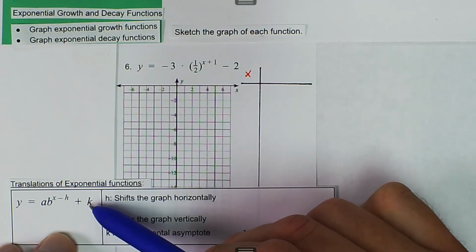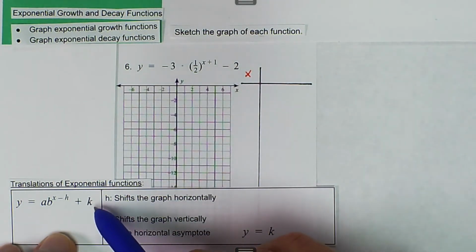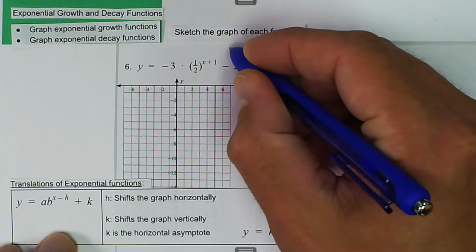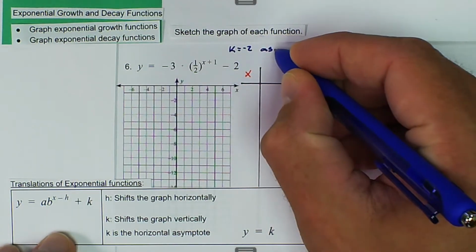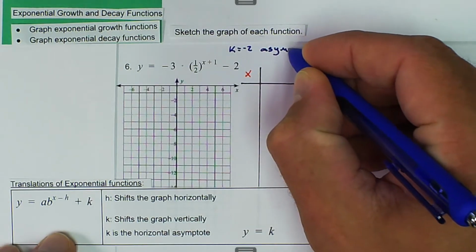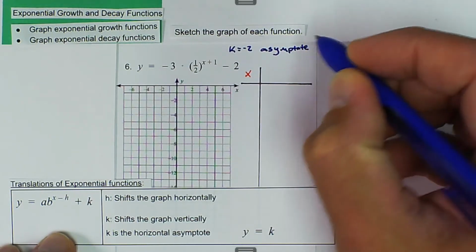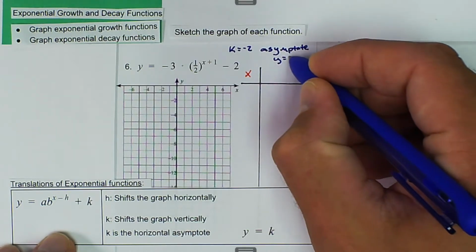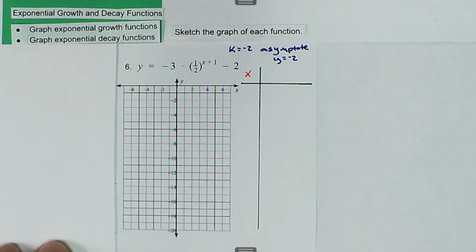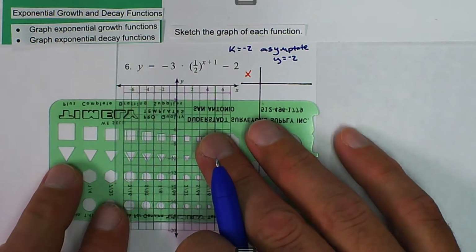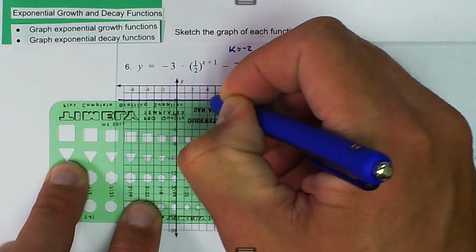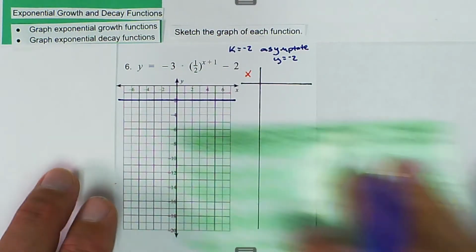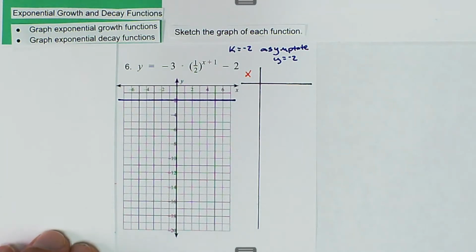The big thing here is our k value is -2. So k is equal to -2. So our asymptote is going to be y equals -2. So I can go ahead and sketch that. Y equals -2 goes right through there. So that's going to be a line that we want to get close to, but we're not going to cross.